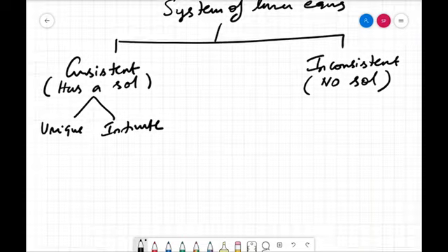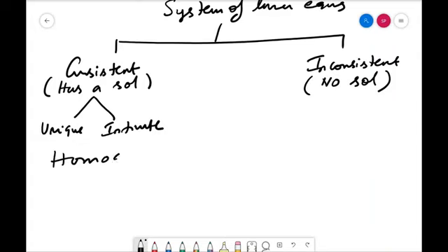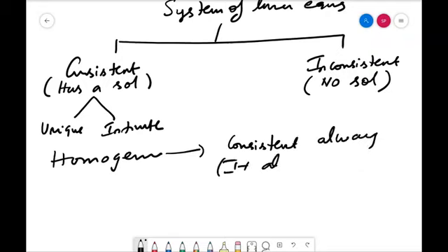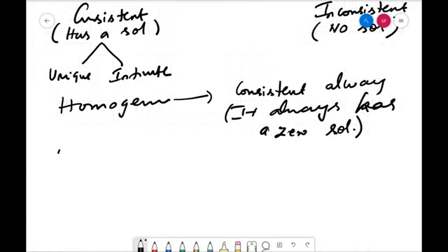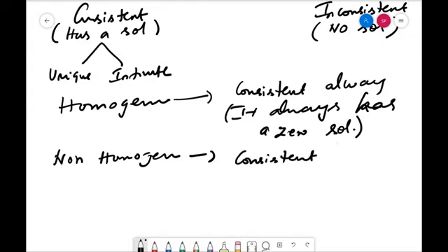Then if I take a homogeneous system of equations, it is always consistent. Why? Because it always has a 0 solution. Then when you take non-homogeneous systems, they may be consistent or inconsistent.